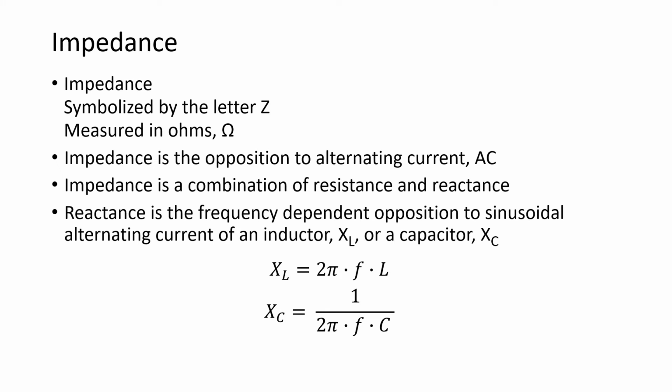Impedance, symbolized by the letter Z, is measured in ohms, and the unit symbol is the Greek letter omega. Impedance is the opposition to alternating current, and it is a combination of resistance and reactance. Reactance is the frequency-dependent opposition to a sinusoidal alternating current from an inductor, X sub L, or a capacitor, X sub C.